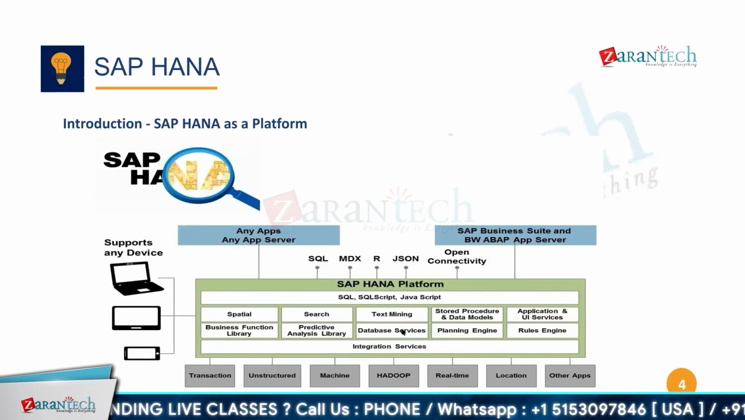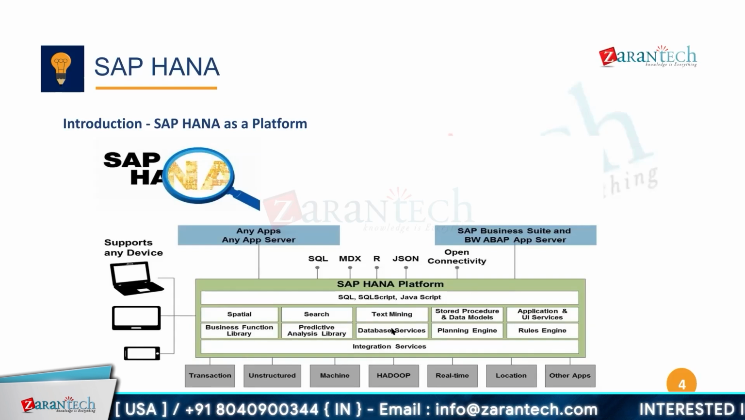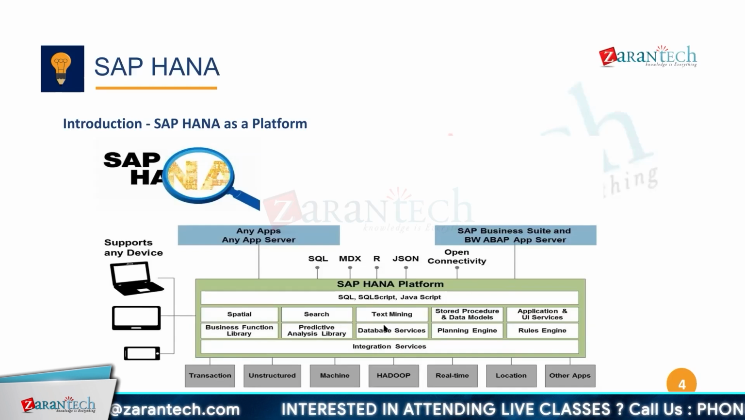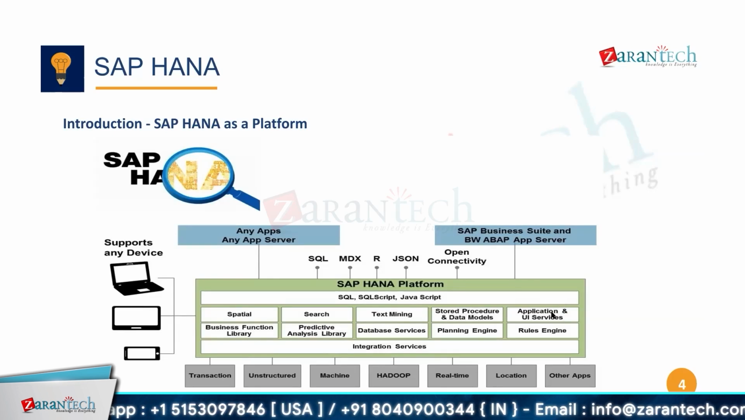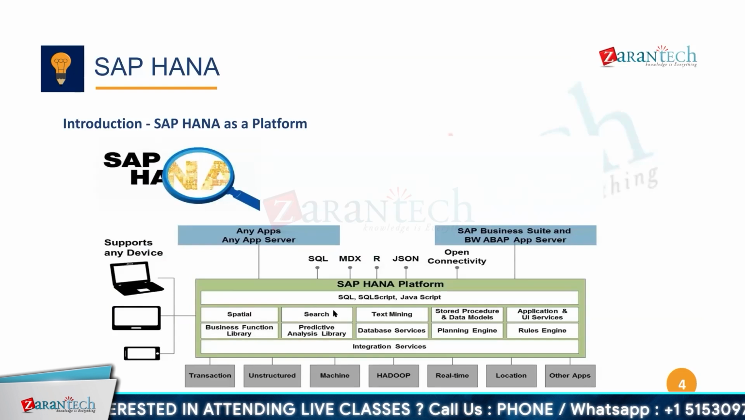In the middle, you can see database services. We know so far that HANA is an SAP database. But it's the main service, and it has much more capabilities than a database. It has the capabilities to do text mining, analytics, data models like the BW system, where you present beautiful reports, and applications and UI services, nothing but user interface services, Fiori and others where you feed the data. Then you have a business functions library, we will discuss what it is, and then the search functionalities, and then the predictive analysis library.